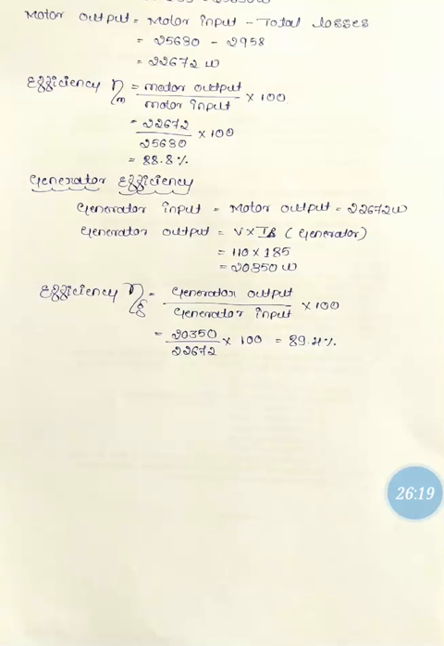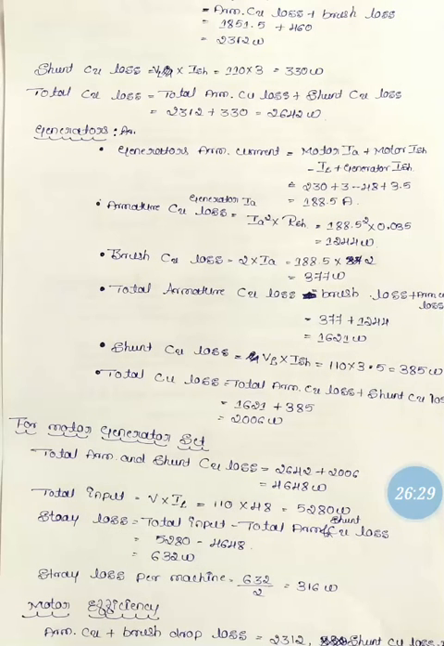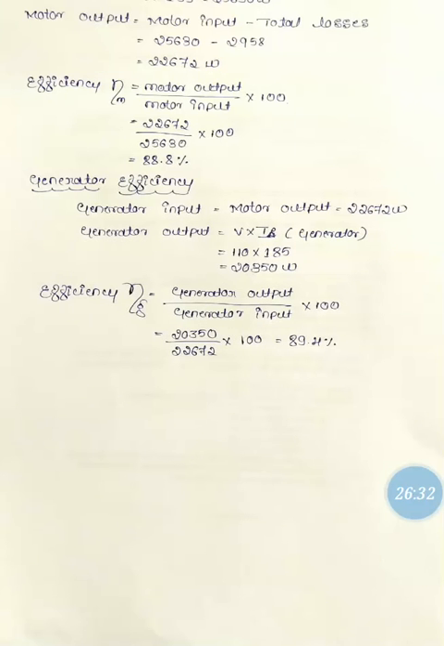Then the motor input is calculated as the product of the supply voltage and the line current of the motor, and we get the motor input as 25,630 watt. Then the motor output is calculated as the motor input minus total losses. The total losses are 2958 watt, and the motor input is 25,630. Then we get the motor output as 22,672 watt. Then the efficiency of the motor is the ratio of the motor output to the motor input: 22,672 watt over 25,630. Then we get the efficiency of the motor as 88.8%.